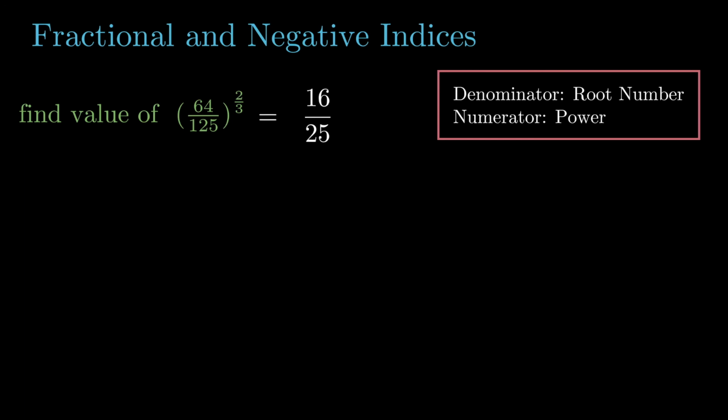As you can see, we have to individually do both the numerator and the denominator to the power of 2 over 3. So it's not just that much harder. Now let's move on to the next example.